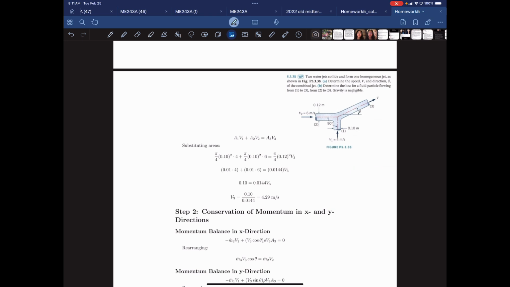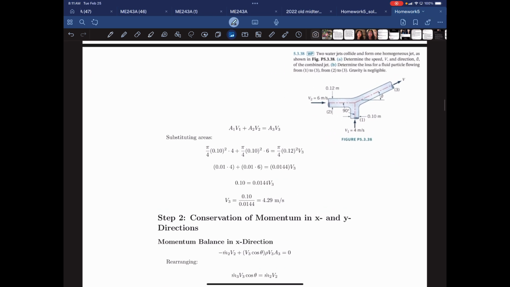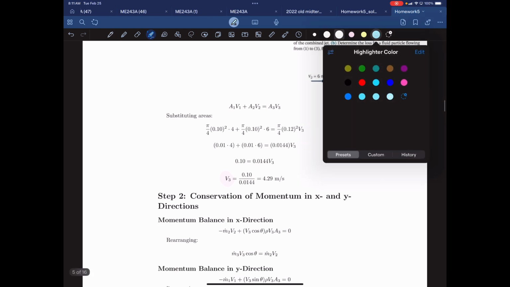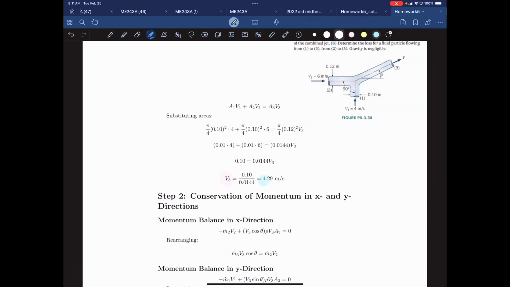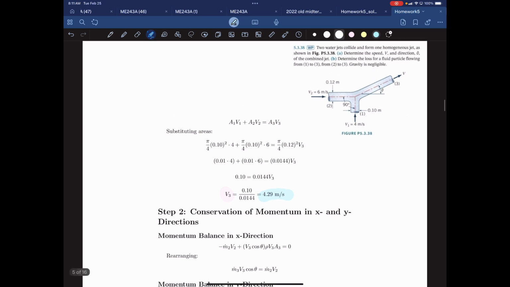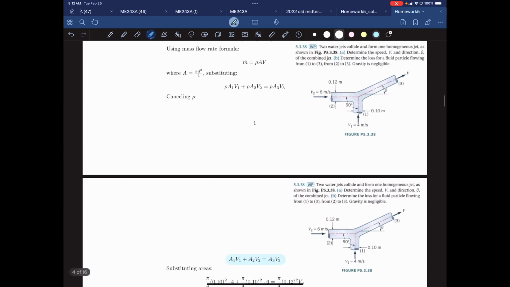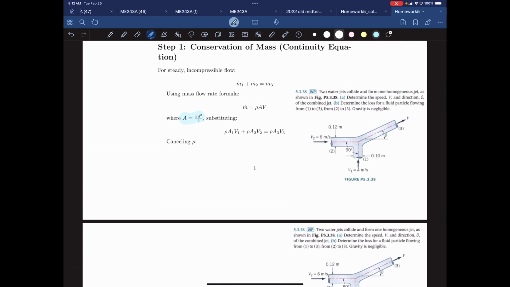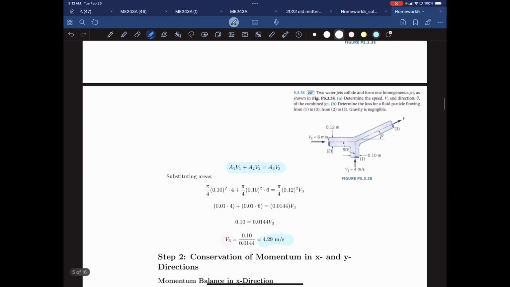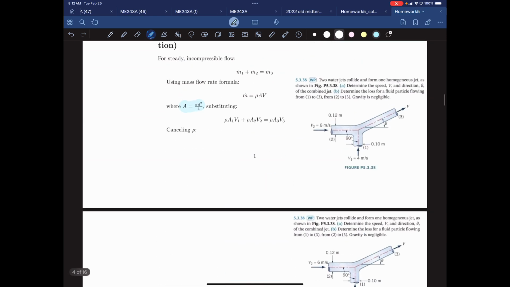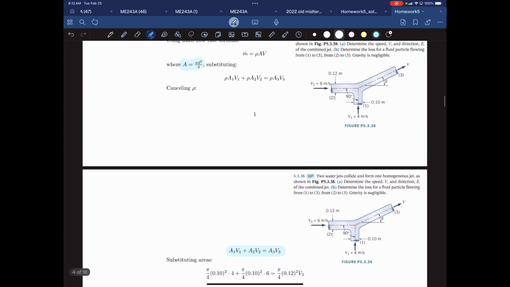So then we're able to find V3, which is the goal. Highlighting. Okay, then we get 4.29 using this equation. And we're using the same cross-sectional area because it's the same shape throughout, which was A equals pi d squared over 4. So these are formulas you've already seen. We're just combining them into the continuity concept.